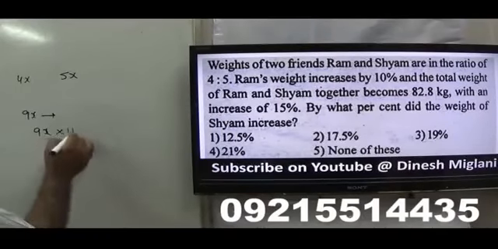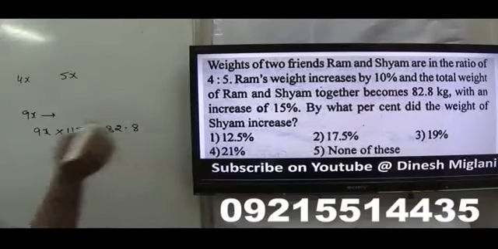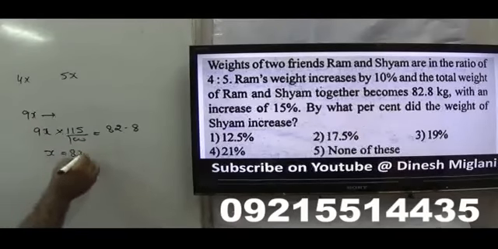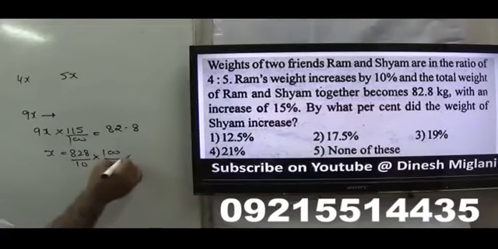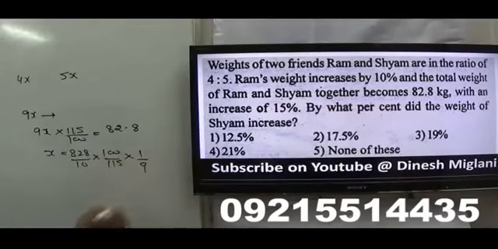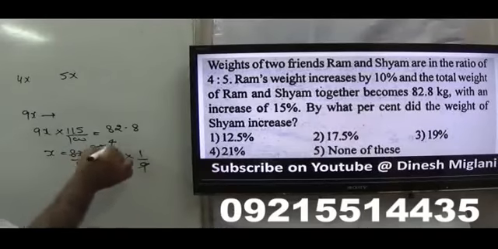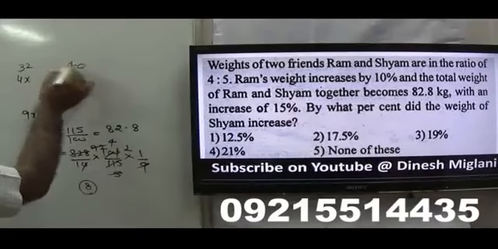You can say after an increase of 15%, 115 by 100 of 9x is 82.8. From there I can find the value of x. So x would be 828 by 10 into 100 by 115 into 1 by 9. The 9s cancel out, and 828 by 115 simplifies, so x is equal to 8. Means this is 32 and this is 40.